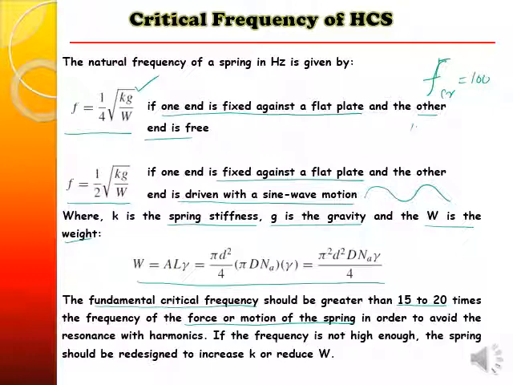So if I divide 100 by 15, that's about 6.5 or 6.6 or 6.7, and 100 divided by 20 is 5. So I can apply a maximum of 5 to 6.7 hertz if the fundamental frequency of the spring is 100 hertz. And I need to do this so that resonance will not occur.